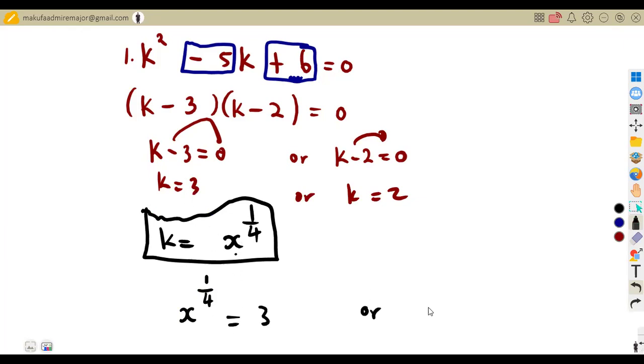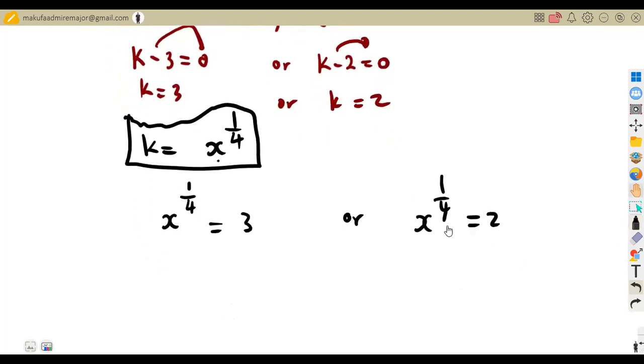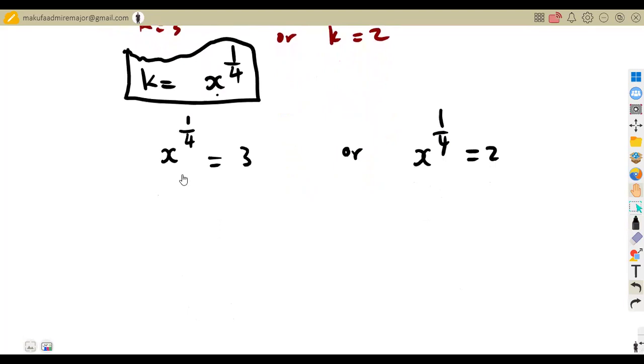Or we move on to this other part, x to the exponent of 1 over 4, which is equal to 2 in that case. So this is how you are supposed to have your solutions at the end. So remember, this is the part that we had in our previous case.